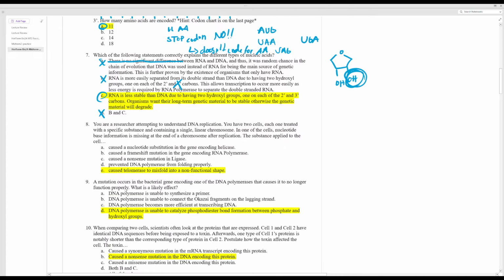8. You are a researcher attempting to understand DNA replication. You have 2 cells, each one treated with a specific substance and containing a single linear chromosome. Okay, alarm bells should be going off. DNA replication and a single linear chromosome. I wonder what this question is asking.